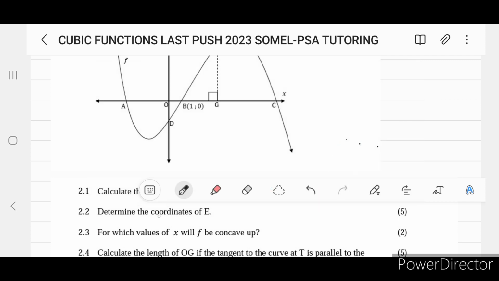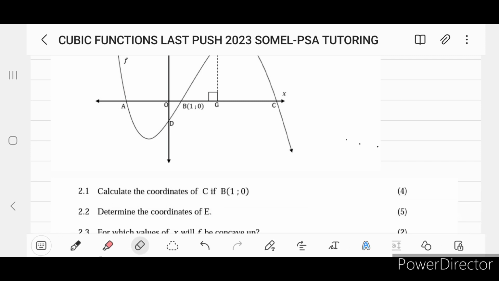Find the coordinates if... not happening here. Okay, why has it moved there? Oh, okay, I want it here. That's fine. So find the coordinates if B.